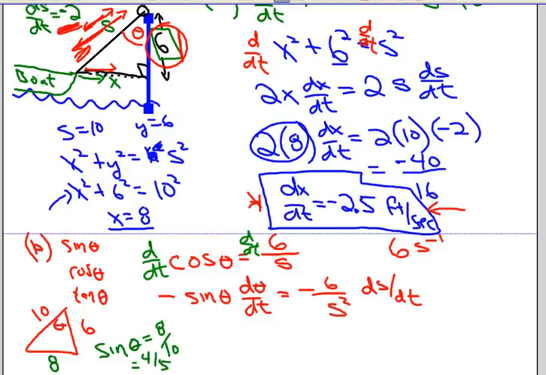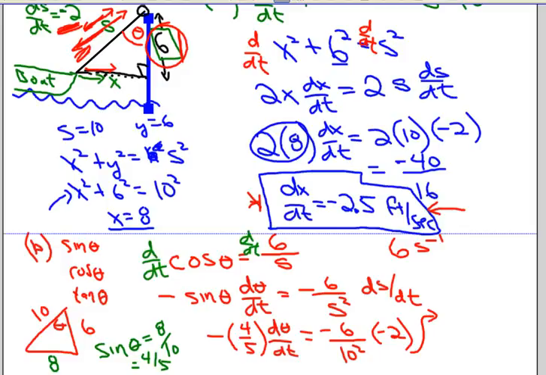So let's sub in. I've got a negative sine of theta, which is 4/5. d theta/dt is what I'm looking for. And on the right side, I've got a negative 6. s is 10, so 10 squared is 100. ds/dt, they told me at the beginning of the problem, was a negative 2. And I'm looking at all these negatives, getting a little bit worried. But luckily, there's 3, so my final answer will be negative. Because I know from this problem, as the boat's being pulled in, clearly that angle is going to get smaller. So I'm expecting a negative answer.